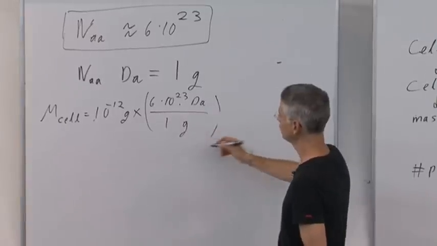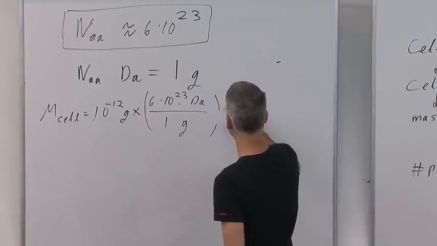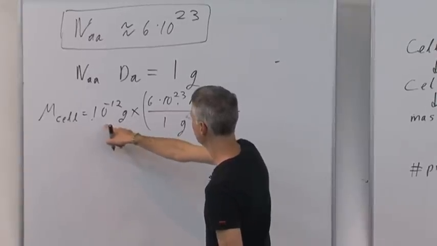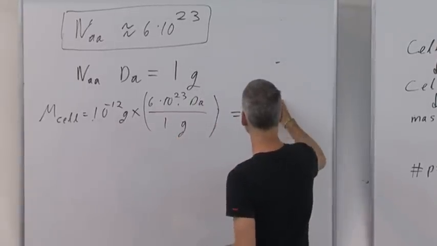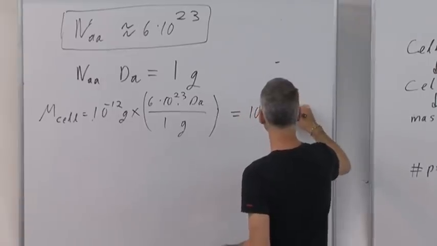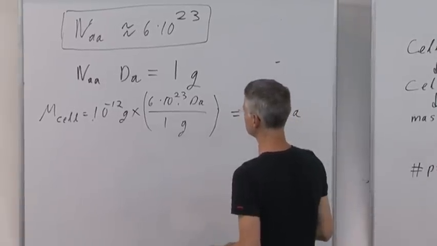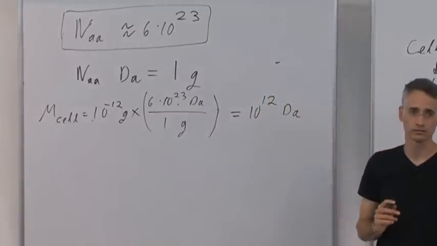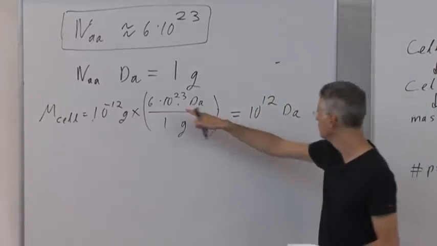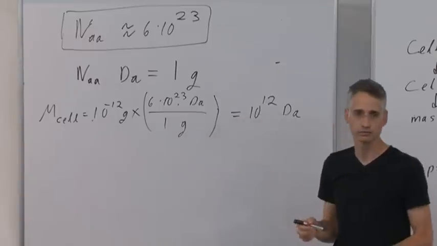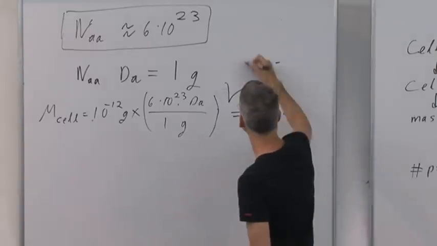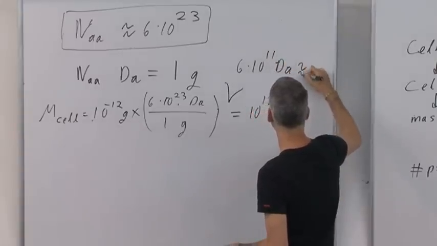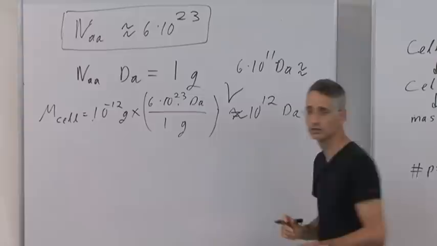And by that, I'm actually doing the unit conversion. So this is about 10 to the 24 times 10 to the minus 12. I'm getting here 10 to the 12 Dalton. That's the mass of my cell. Or if you want, it would have been 6 times 10 to the 11. Okay, I actually had here 6 times 10 to the 11 Dalton and I was allowing myself the freedom to do like this.